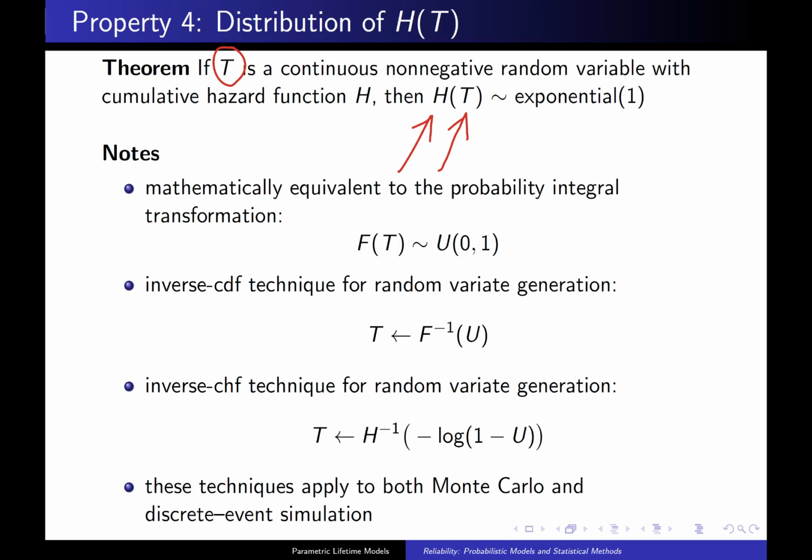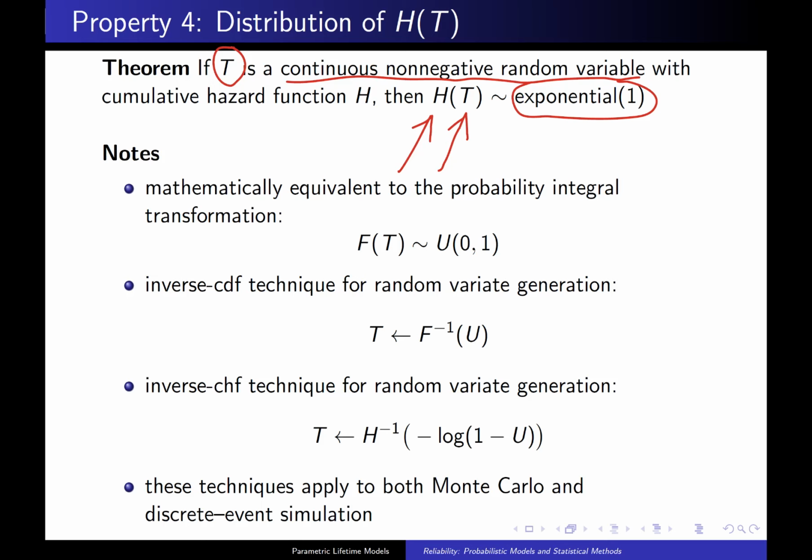If T is any continuous non-negative random variable, which is to say it could be Weibull, it could be log normal, it could be log logistic, any distribution you want, and you take that random variable T and you transform it by putting it into its own cumulative hazard function H, then that new random variable will be unit exponential, and that's property number 4.